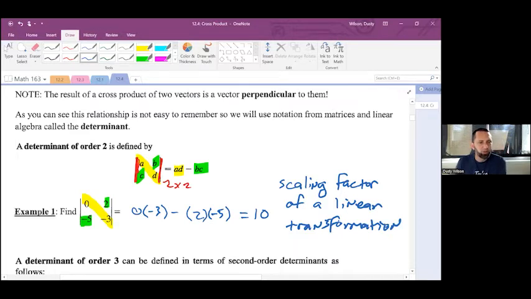That's a linear algebra concept. It'll actually show up again in Calc 4 when you learn about the Jacobian. But for the most part, for us, it's just a tool for calculating.